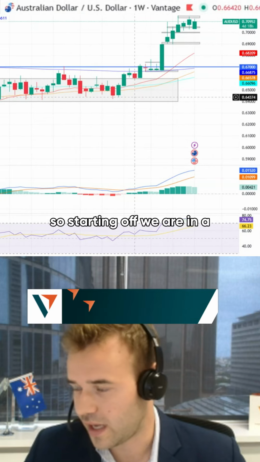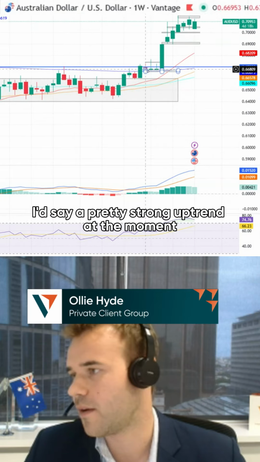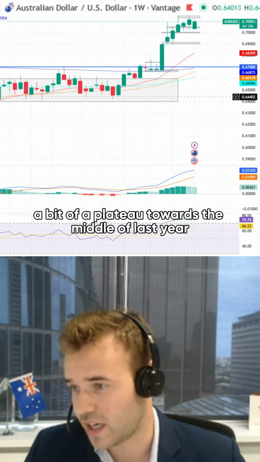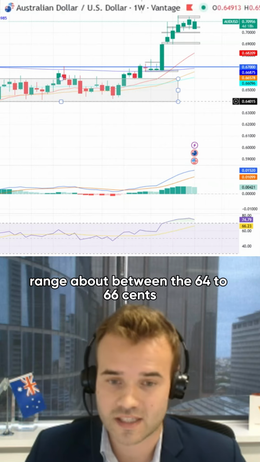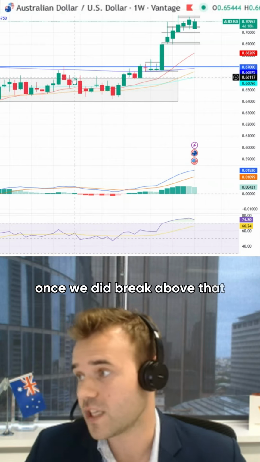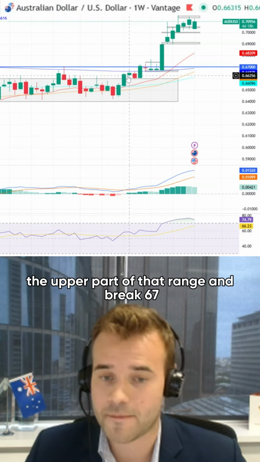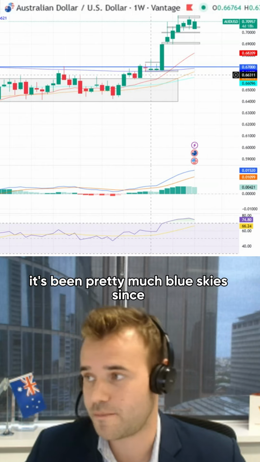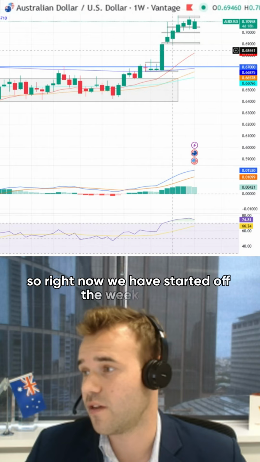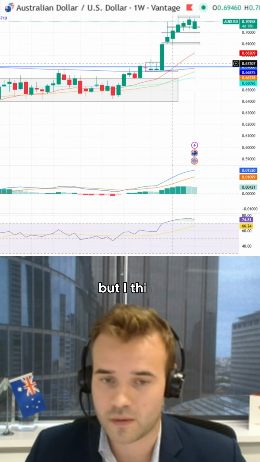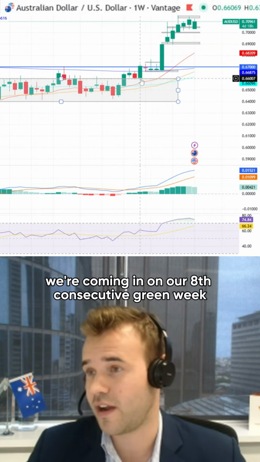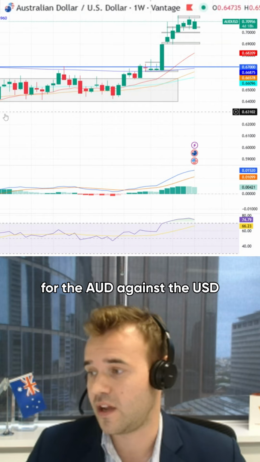Starting off, we are in, I'd say, a pretty strong uptrend at the moment, with a bit of a plateau towards the middle of last year where we largely traded range bound between 64 and 66 cents. Once we broke above the upper part of that range and broke 67, it's been pretty much blue skies since. Right now we have started off the week green, and we're coming in on our 8th consecutive green week for the AUD against the USD on the weekly.